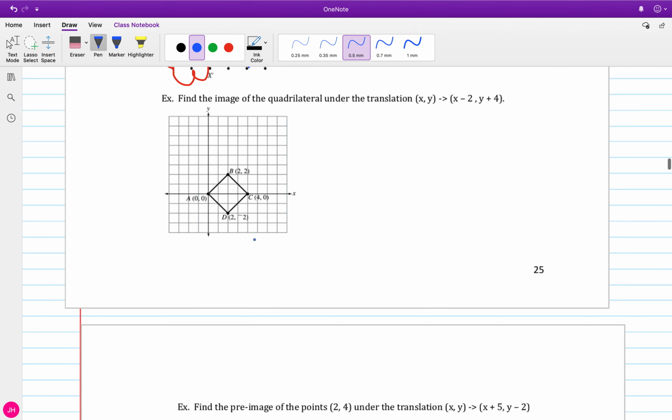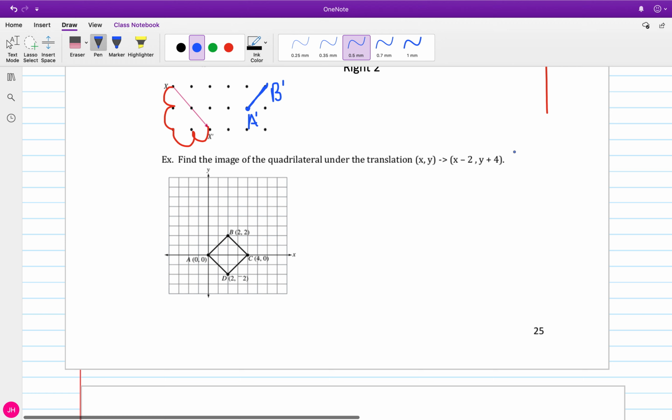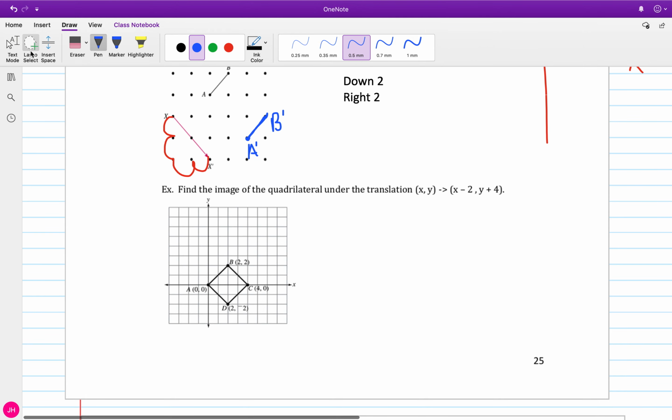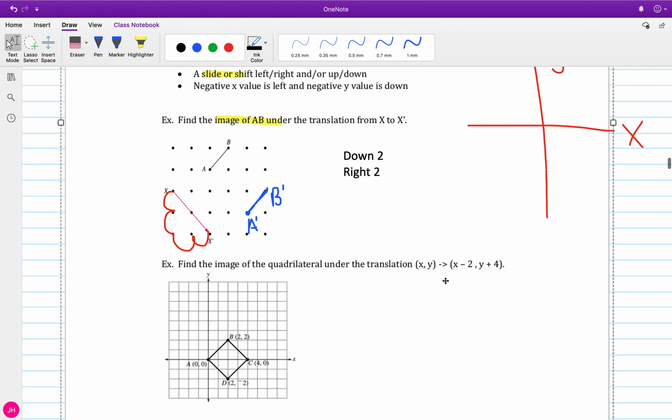Now for this next one, instead of giving you the slide arrow, I give you the algebra terms over here. So this x minus 2 is going to tell me that I need to go, since it's x, left and right. So I'm going left 2 because it was negative. And then y's are up and down, and positive is up. So I'm going to take my shape over here. I'm going to go left 2, up 1, 2, 3, 4. Again, order doesn't matter. I'm going to do it for each one of these vertices. Left 1, 2, up 1, 2, 3, 4.